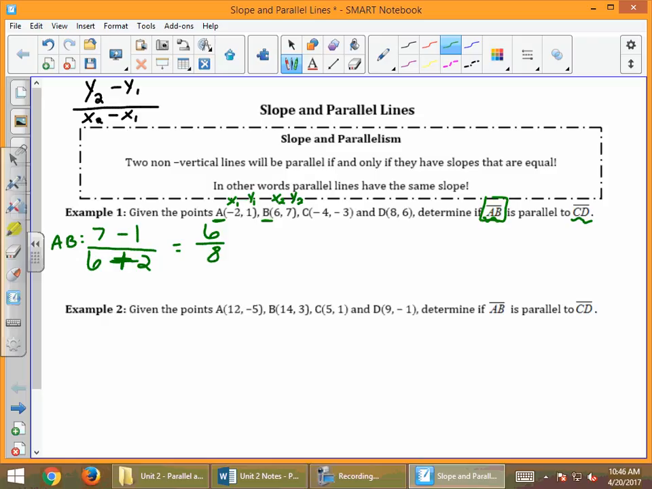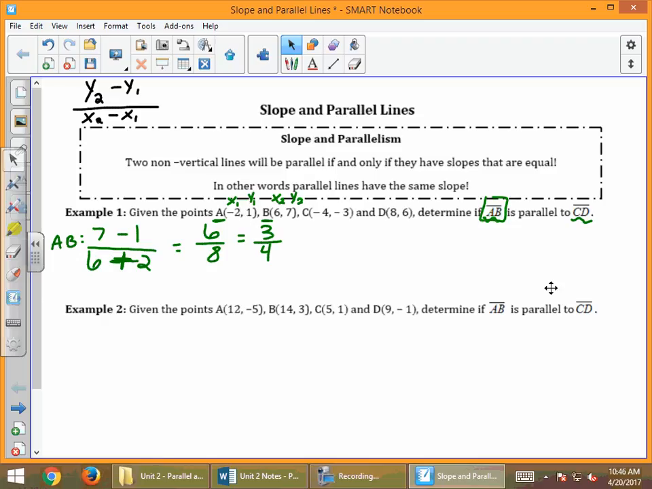Clean it up some more. You always have to remember to simplify your fractions. You can simplify it using your calculator if you need to. You're just going to plug in 6 over 8 into your calculator, and when it simplifies it down for you, you will get 3/4. That's the slope of AB.